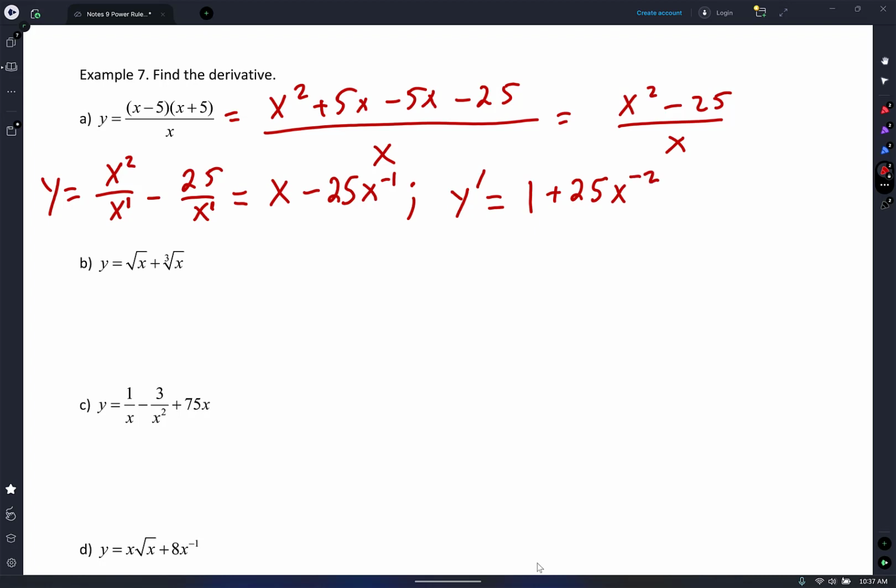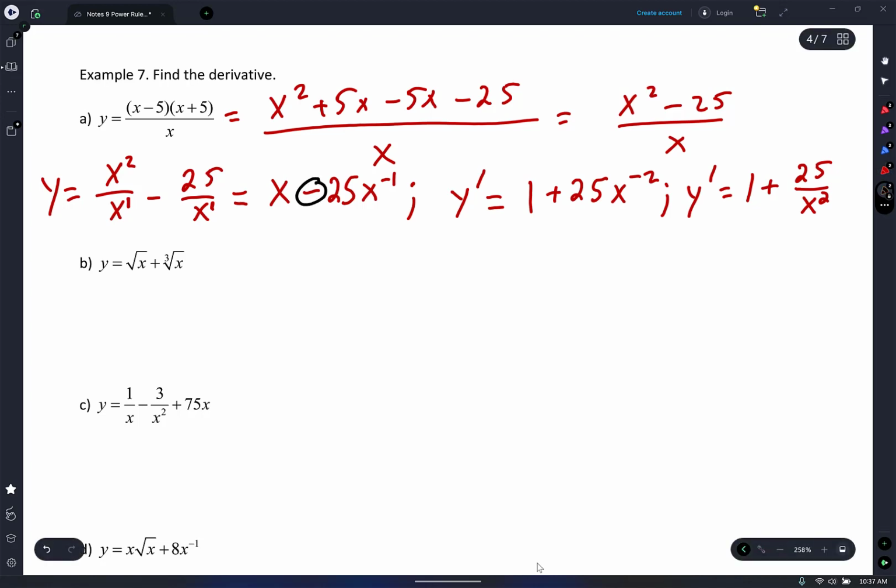Negative 2. If I told you that I want positive exponents, y prime equals 1 plus 25 over x squared. Are we okay with that? Oh, because I already have, do you see how I already have a minus here? What's negative times a negative? Because I multiplied it, I take that 25 like a negative 25. Does that make sense?